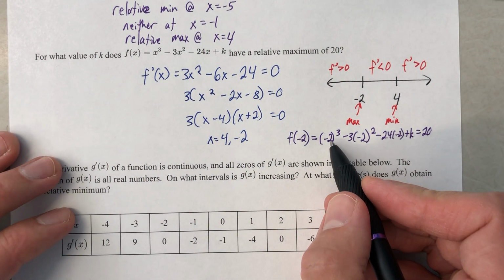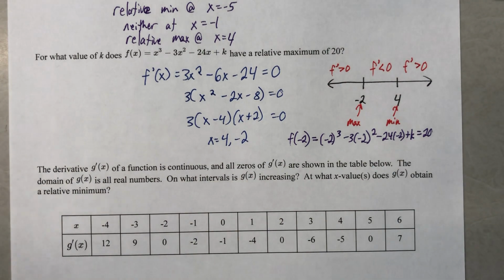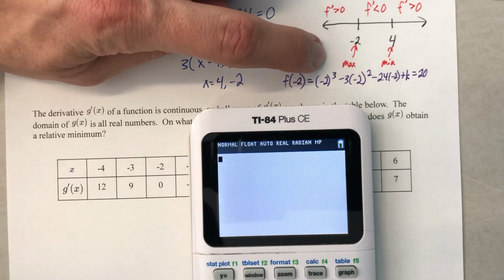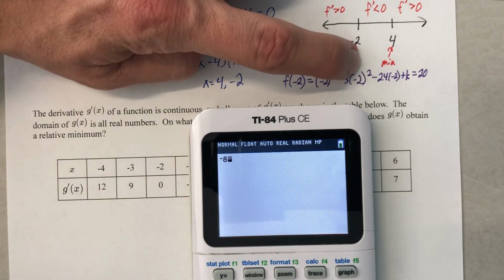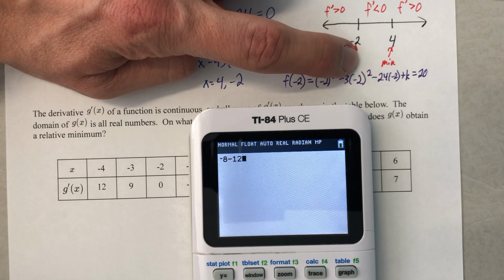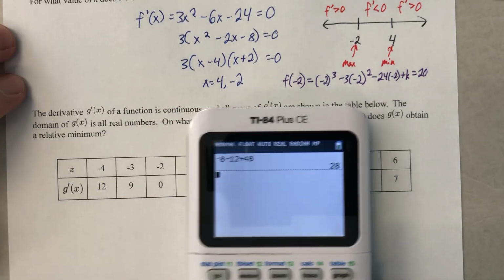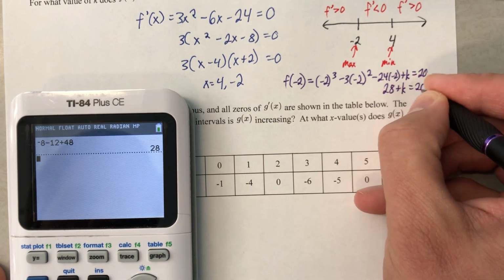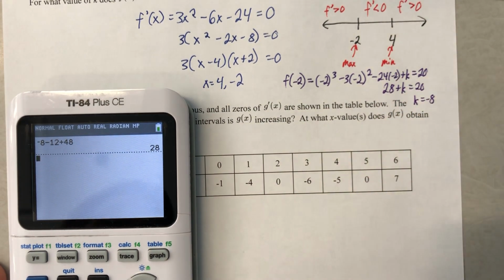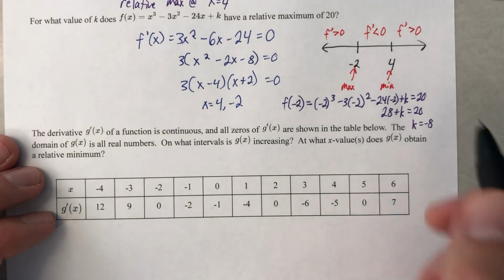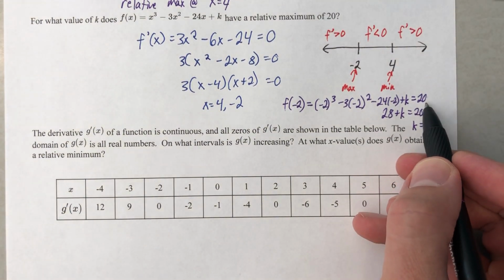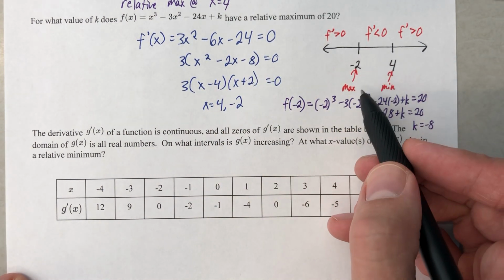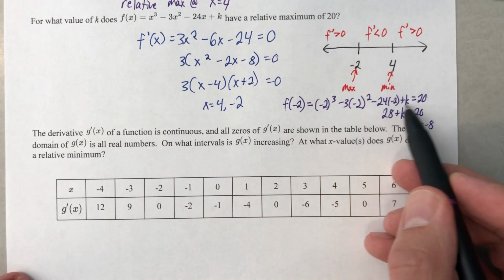I have it written down, but I'm going to double check my work because I would hate to lie to you by accident. I'd have negative 8 here, minus 3 times 4, so minus 12, and then plus 48, that should be 28. Yes, it is. 28 plus k equals 20, so k equals negative 8. We know what the maximum value of the function is, we know what x value gives us that maximum because we know calculus, and then we set it equal and solve it.